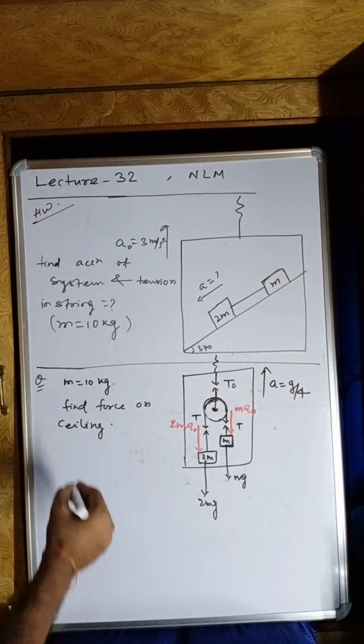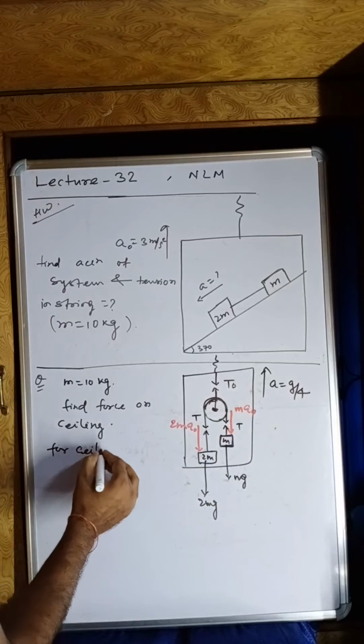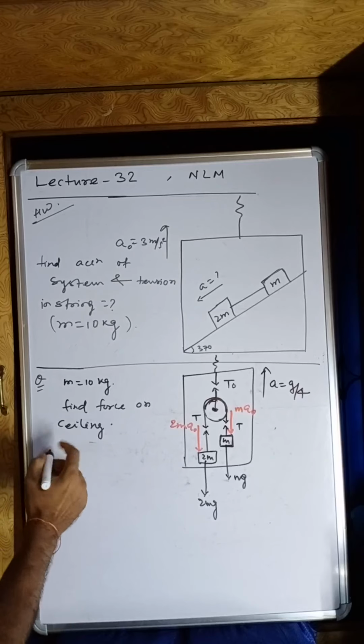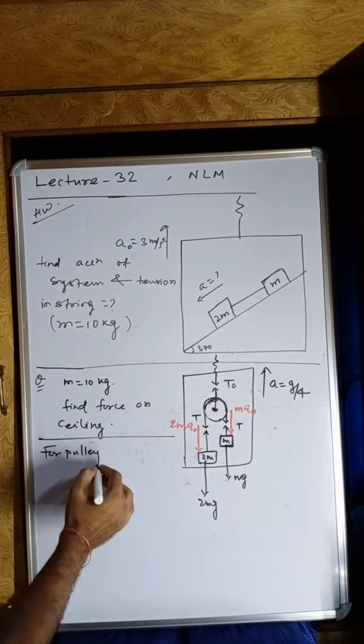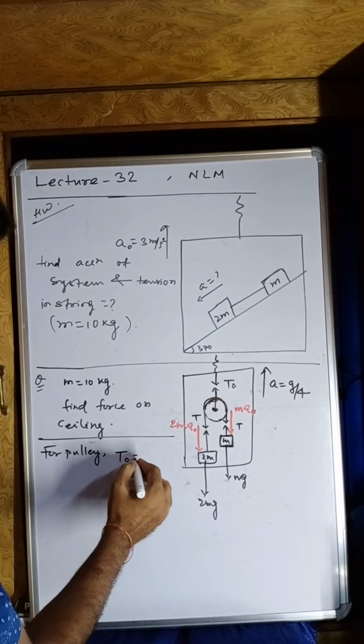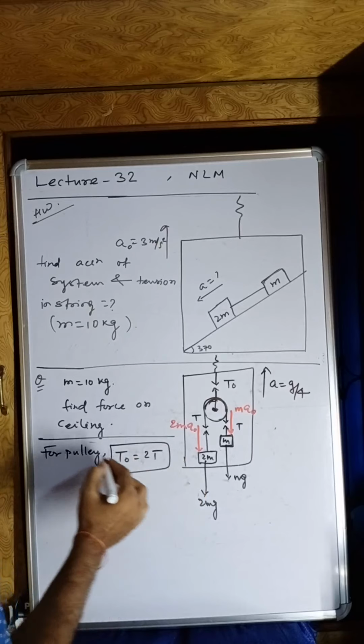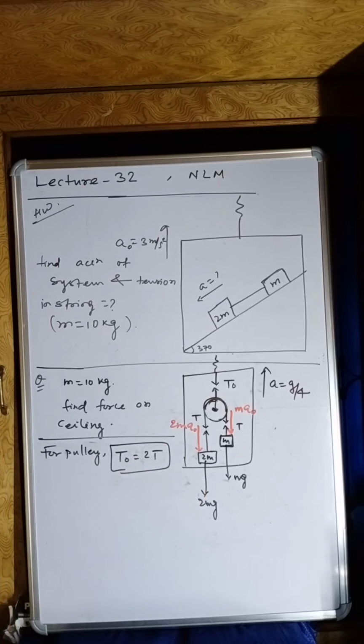Okay, for ceiling, for pulley, what can we write? We can write T naught equals T. So the answer to this question, that we have to find the force on the ceiling, will be how much? It is T naught, and T naught is equal to T. So using some calculation we have to find only the value of T. We are going to write the equation for this one.